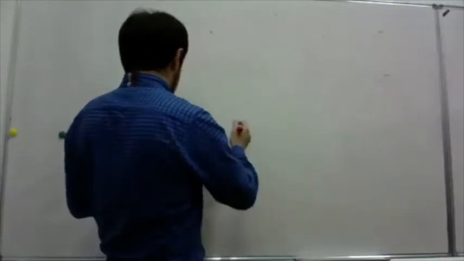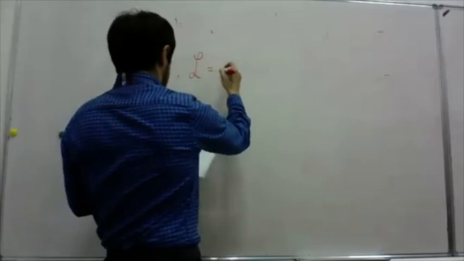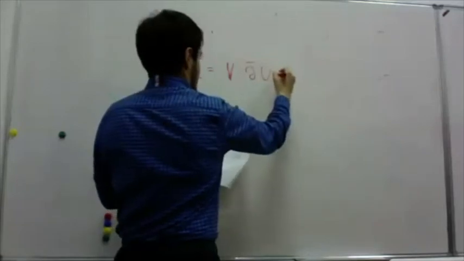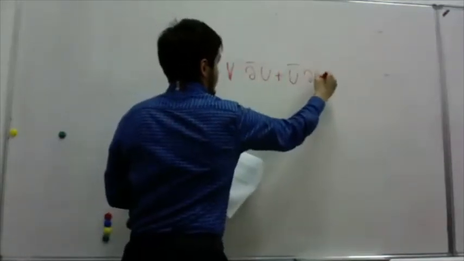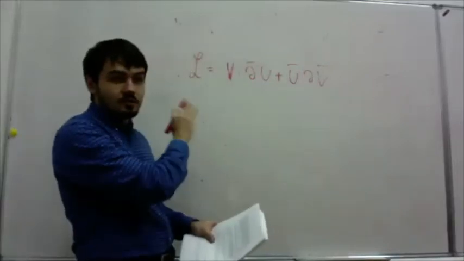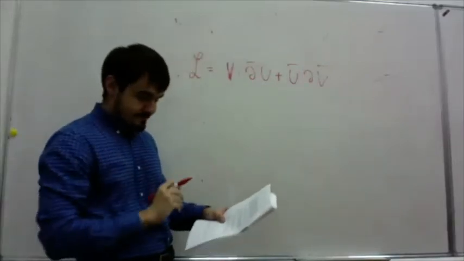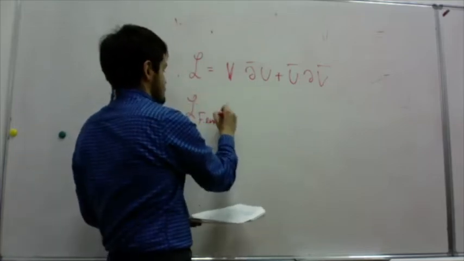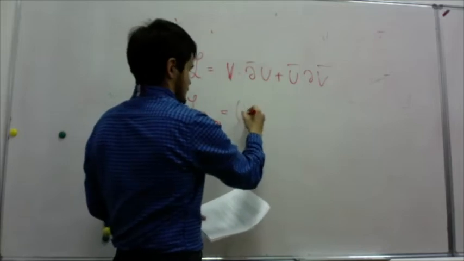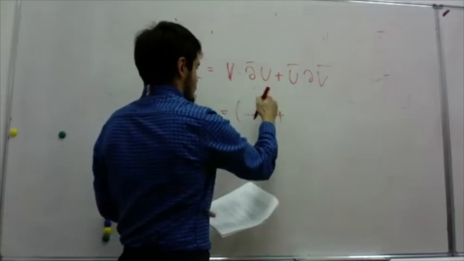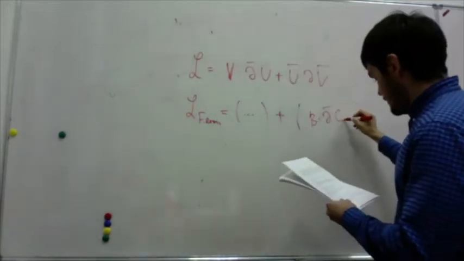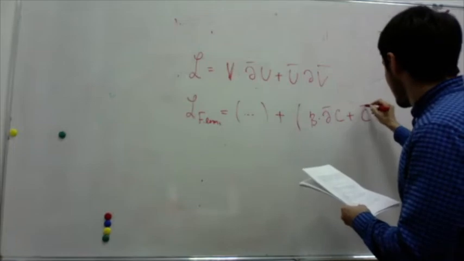Already there, you can impose some supersymmetry, it turns out. So I write the following Lagrangian: v d bar u plus u bar d bar v. That's the kinetic term without the gauge field, without interaction, without anything. So now let's do a fermionic completion of this. This gives this term here plus a fermionic one, which is e d bar c plus c bar d b bar.